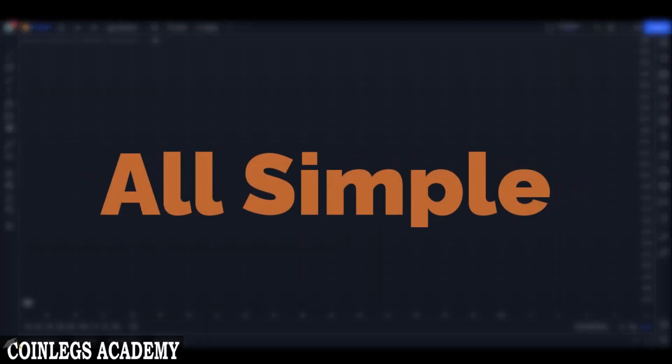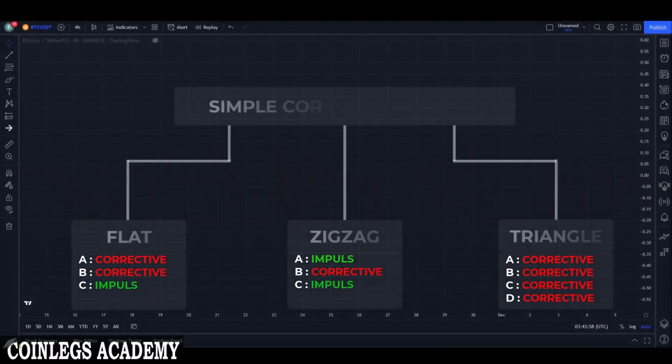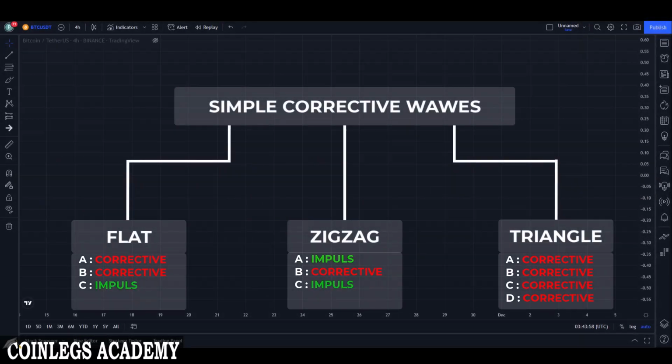We have learned all the simple corrective wave behaviors. In addition, and finally, A and B of the flat wave act as corrective, C acts as impulse, and the A and C of the zigzag wave act as impulse, and B of the zigzag wave acts as corrective. And we can say that the triangle moves as a corrective wave.